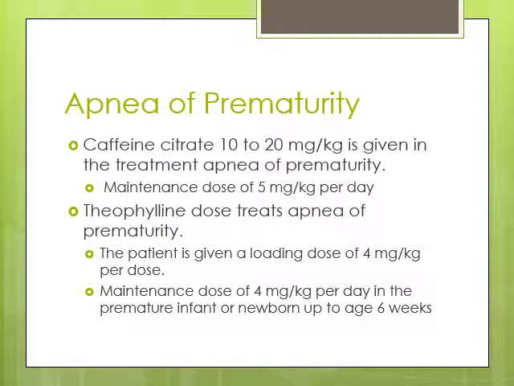Now, for apnea of prematurity, caffeine citrate, 10 to 20 micrograms per kilogram, is given in the treatment for apnea of prematurity. The maintenance dose is 5 mg per kilogram per day. The theophylline dose treats apnea of prematurity, and the patient is given a loading dose of 4 mg per kilogram per dose and a maintenance dose of 4 mg per kilogram per day in the premature infant or newborn up to age 6 weeks.